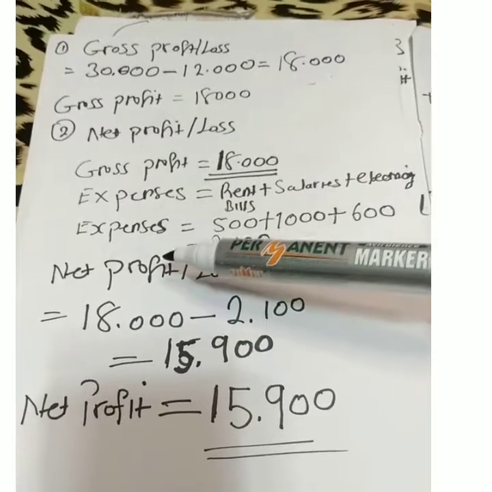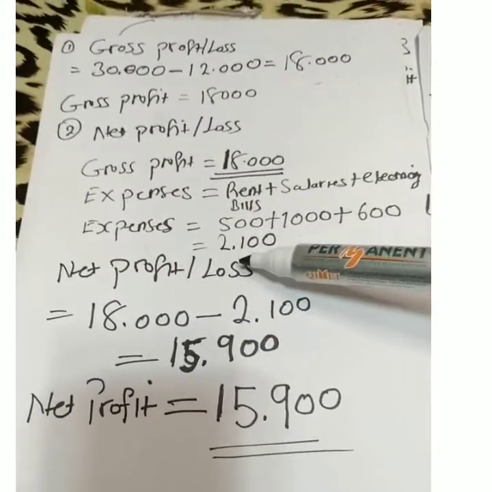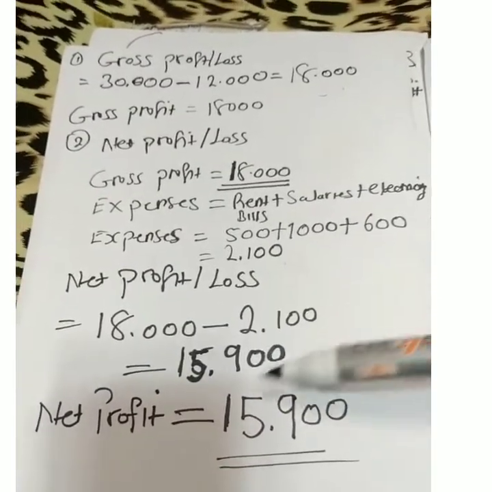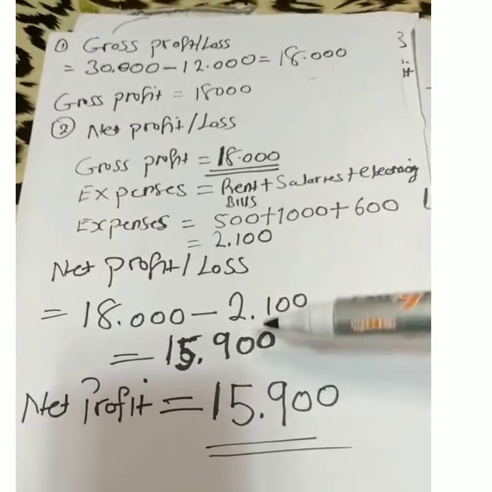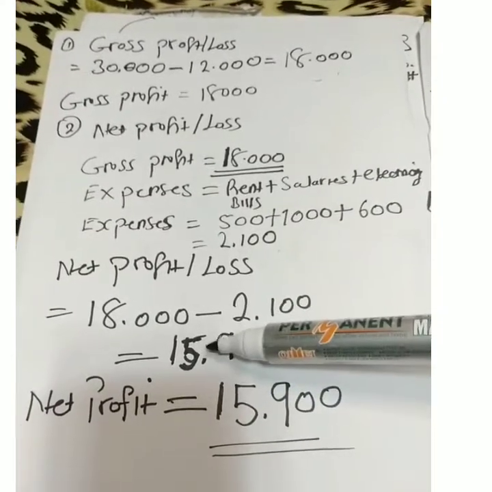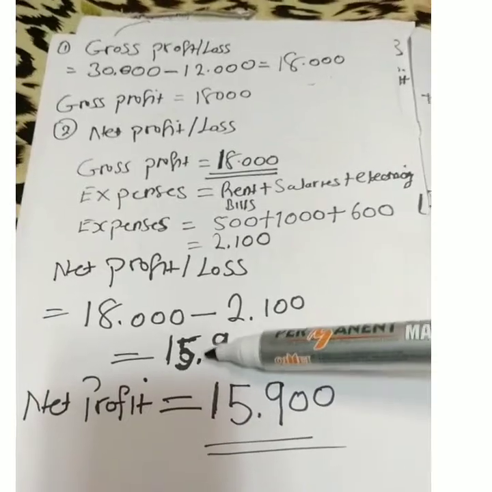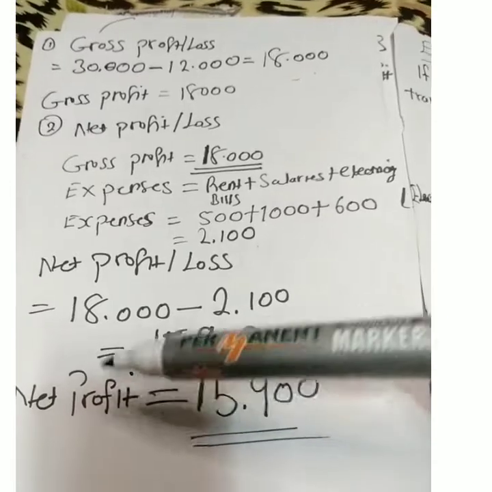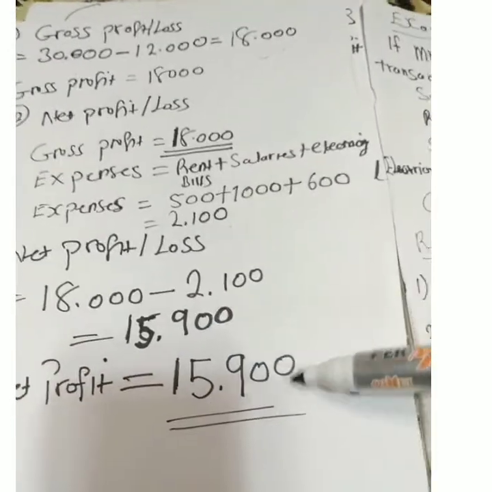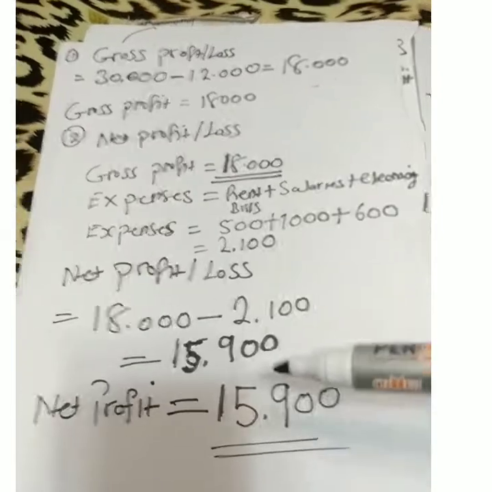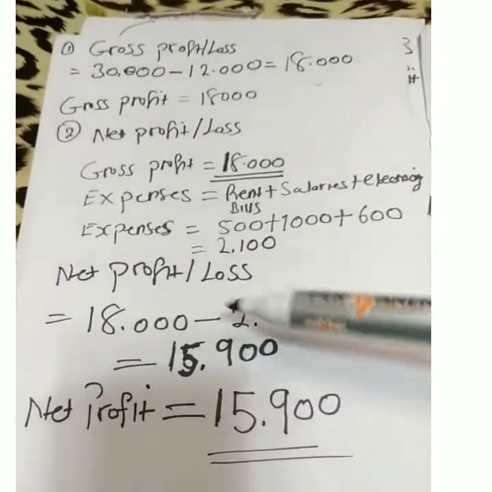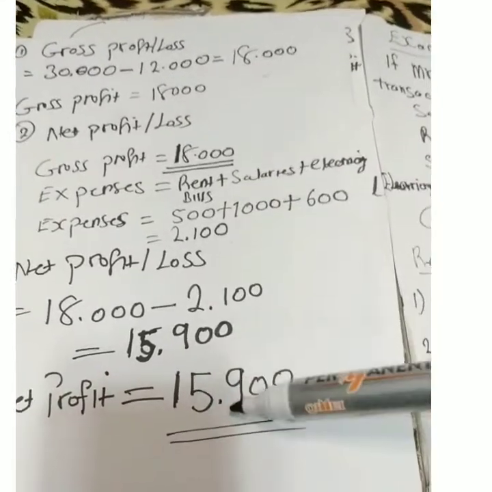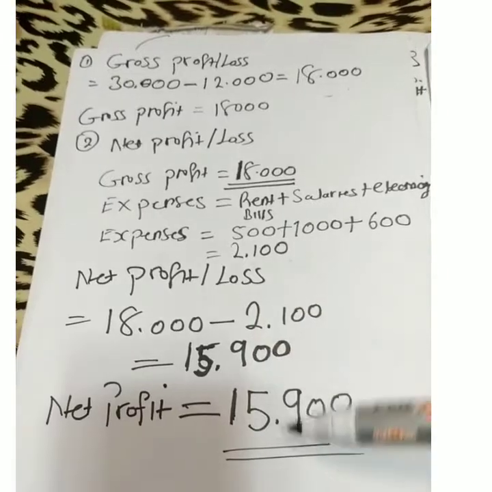Now remember, we are looking at net profit or net loss, and we know when it's net profit, the balance should be positive. When it's net loss, the balance should be negative. So in this case, it's showing that 18,000 minus 2,100 is $15,900, which is positive. It therefore means it is a net profit. So our net profit is $15,900, because it is positive. If it were negative, it would be net loss, but now it is positive.